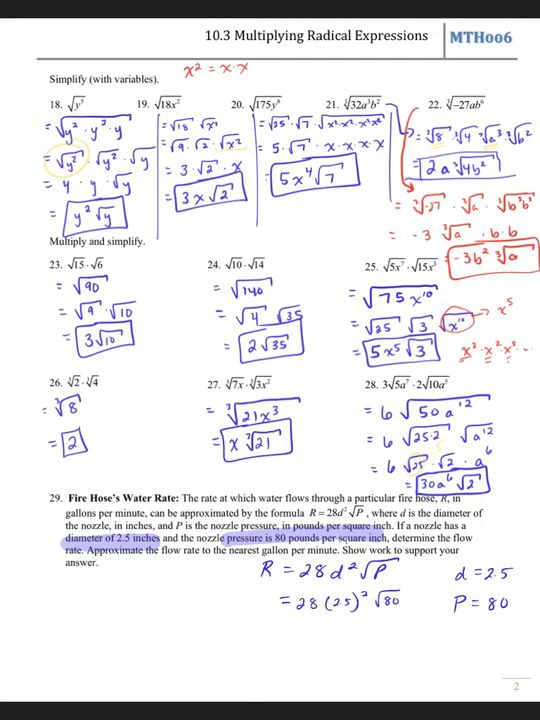And when you type all that into your calculator, 28 times 2.5 squared times the square root of 80 is giving us 1,565.2. But they want us to round to the nearest gallon per minute. So that would be approximately 1,565 gallons per minute. Okay, if you have any questions on anything, please reach out to me, and good luck on your homework assignment.